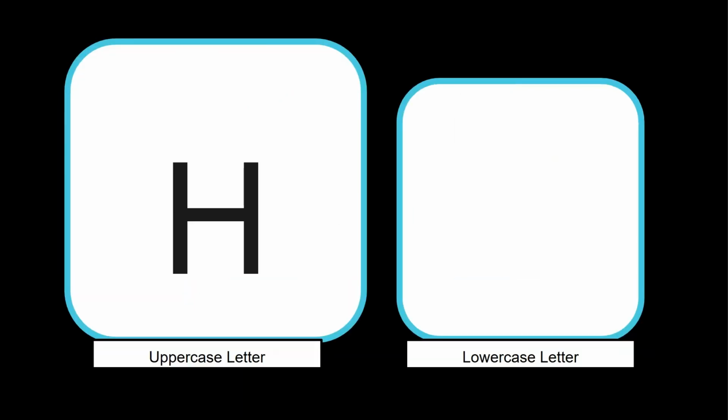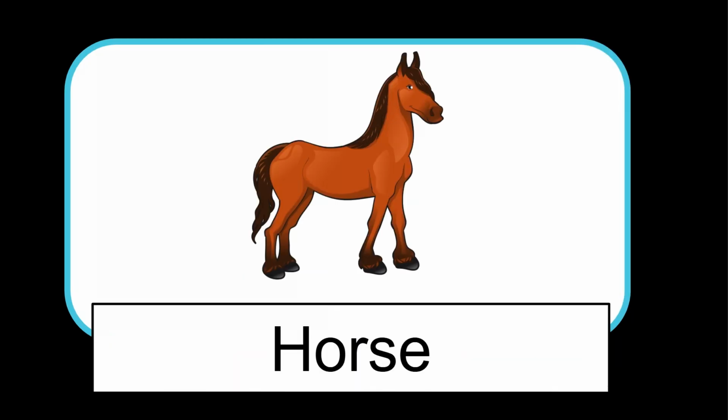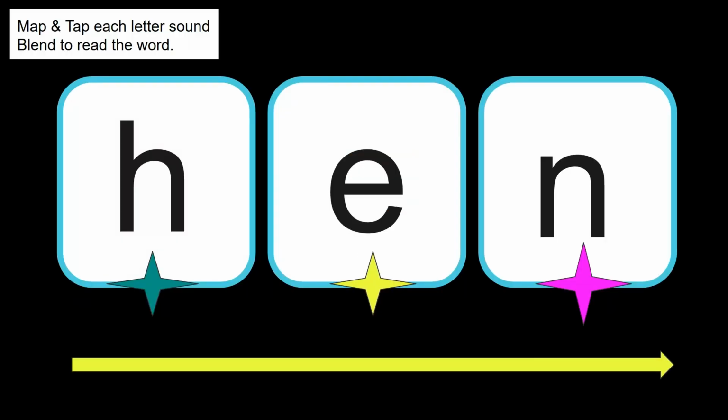All right, next letter is H. It makes an unvoiced sound. It's like if you're on a really cold day and you want to see your breath. Just like in the beginning of the word horse. So let's decode. H, e, n, hen. Just like a female chicken.